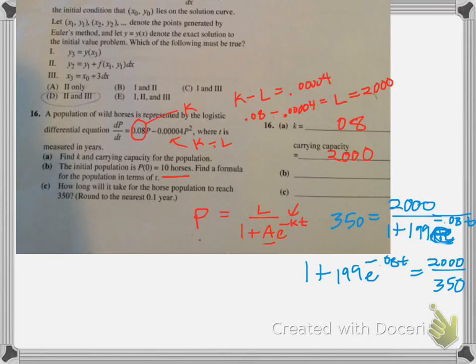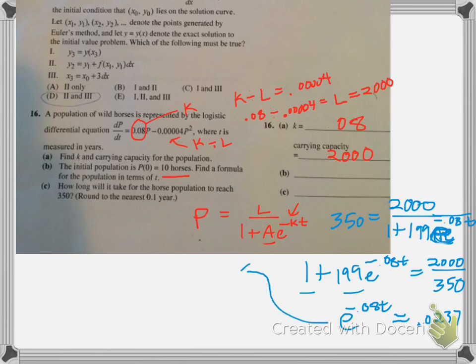Oh, sorry, I erased all that other stuff. Feel free to back up if you need it. And then we can do a little bit of arithmetic. 2,000 divided by 350, we'll subtract the 1. We'll divide away the 199. And then what we'll end up doing is take the log of both sides, and we should be on the home stretch. So by my calculations, those things I just mentioned get me to 0.0237. That e function equal to that.